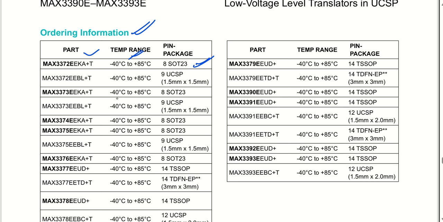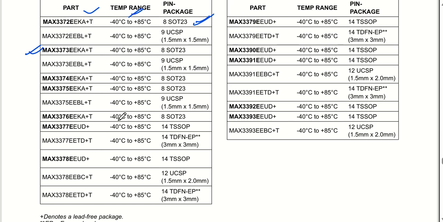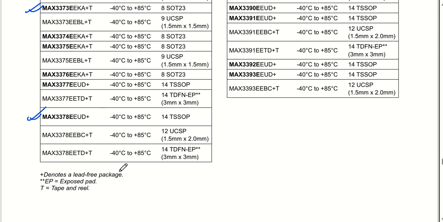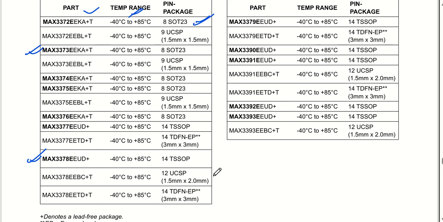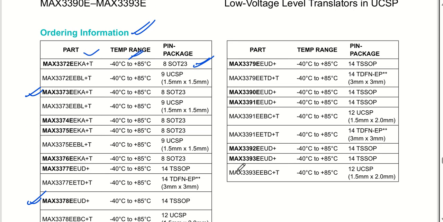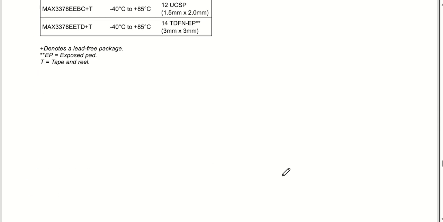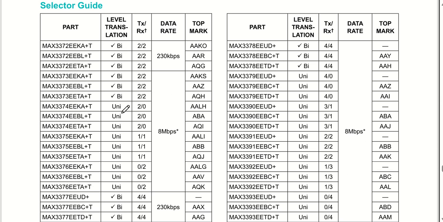So basically we have used 3373. This is the part number we have used, and one more we have used is 78. If you see, we have 78. This package we have used. All right. Good. So this is what we have used, and coming back to the next page, you can see the selector guide.